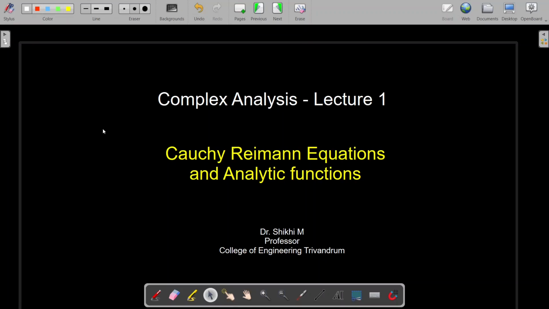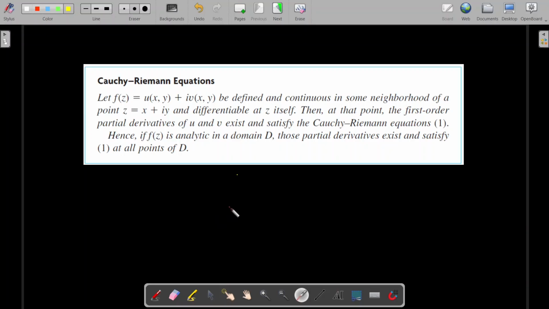This is the first problem solving session on complex analysis, and today we will deal with Cauchy-Riemann equations and analytic functions. Before going to the problem session, we will state a theorem. Let f of z equal to u of xy plus i v of xy be defined and continuous in some neighborhood of a point z equal to x plus iy and differentiable at z itself.